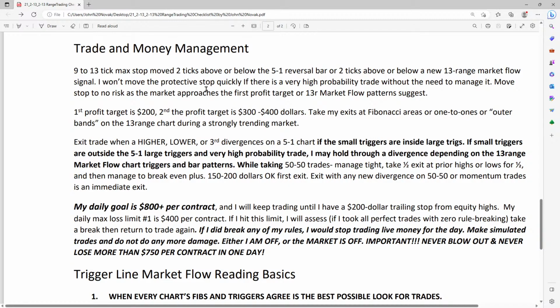So, I can give it to you, but practice it, okay? But look, hopefully you guys understand this. A 9 to 13 tick max risk stop. And I'll run it behind a 5-1 reversal bar, a new market flow sell signal. And traditionally, I won't move it at all if it's a super high probability trade and I don't really even need to manage it.